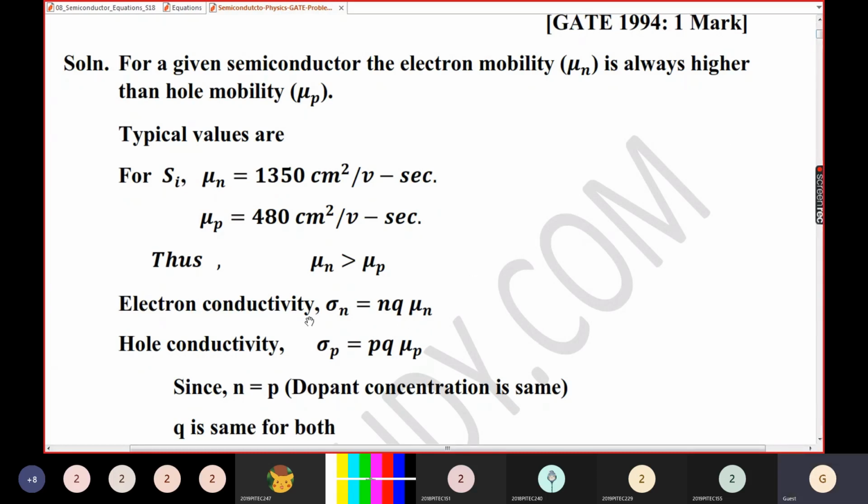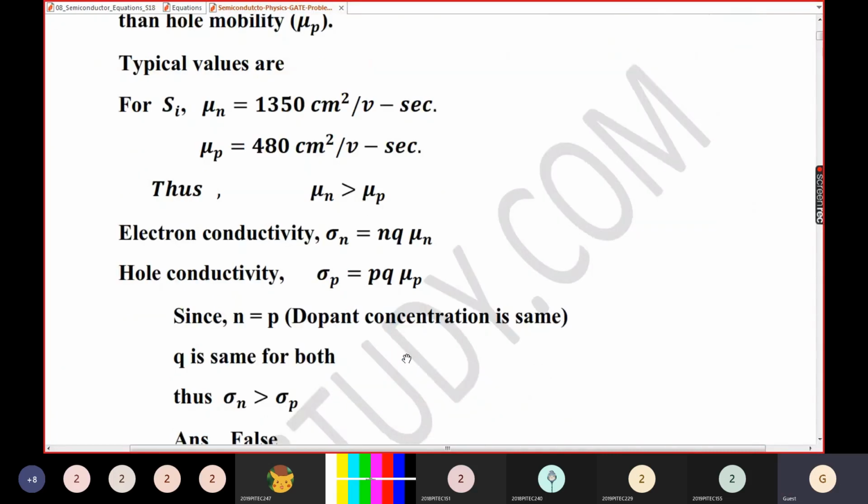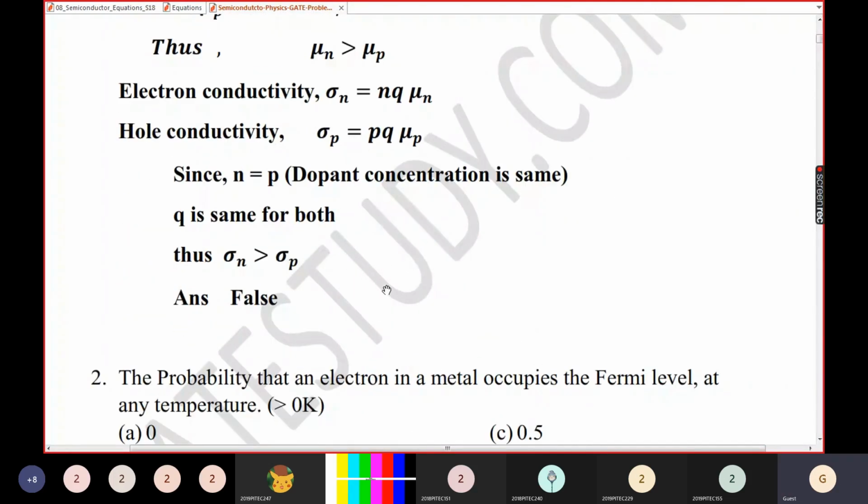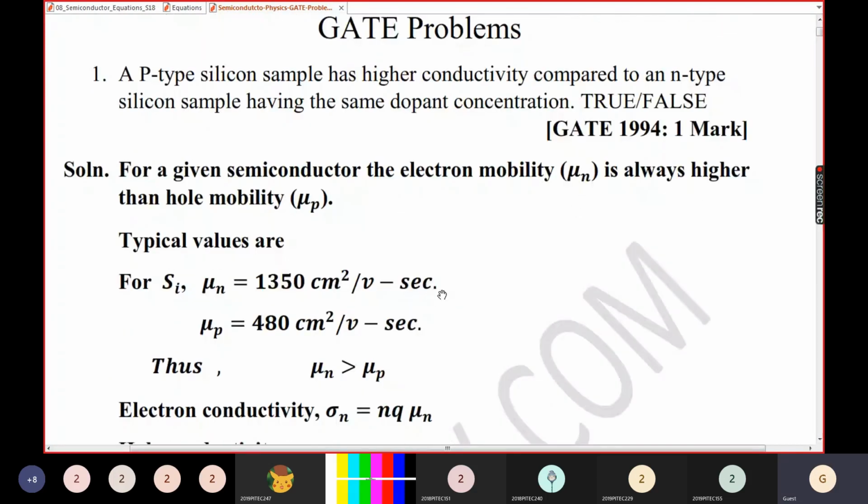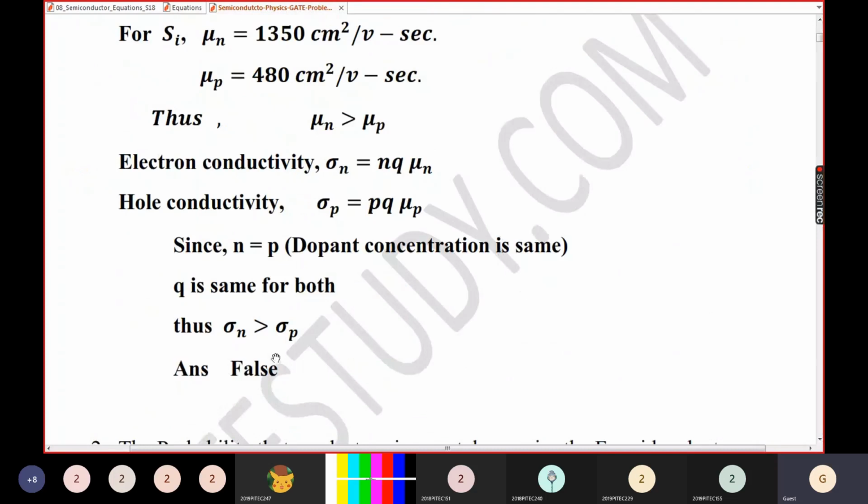So therefore, electron conductivity sigma n is equal to n into q into mu n. Hole conductivity sigma p is equal to p into q into mu p. Okay. So in this case, sigma n is greater than sigma p. It is false. Sigma n is not greater than sigma p originally. So that's why a false condition has been raised here.